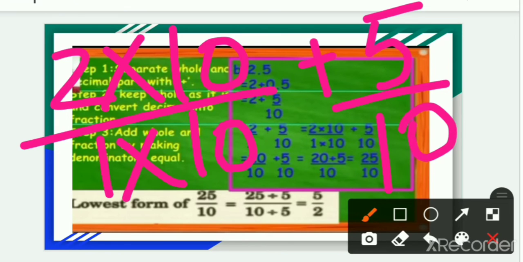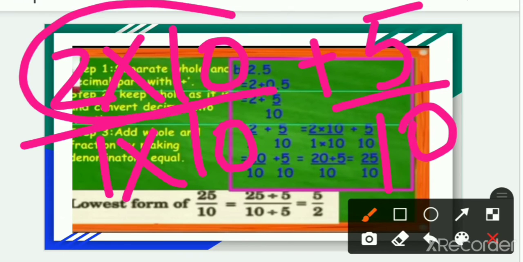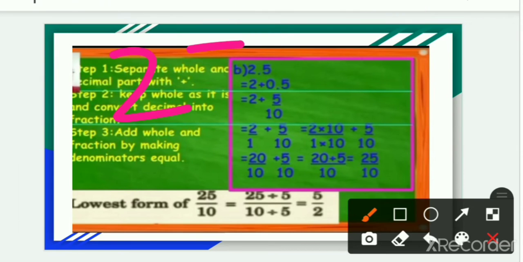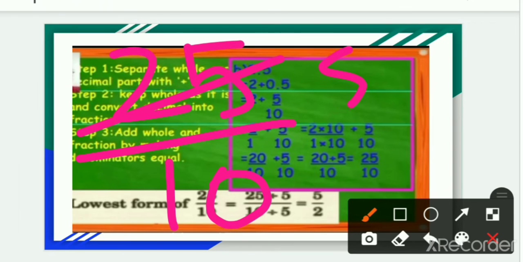Okay, now we have 2 tens are 20 plus 5, and the bases are the same, so 20 plus 5 is 25, and we will write the base only one time, so 25 by 10. Our answer will be 25 by 10. Now divide 25 and 10. The table should be one only. In one table they both should come. So 5 5s are 25 and 5 2s are 10. So the fraction becomes 5 by 2.